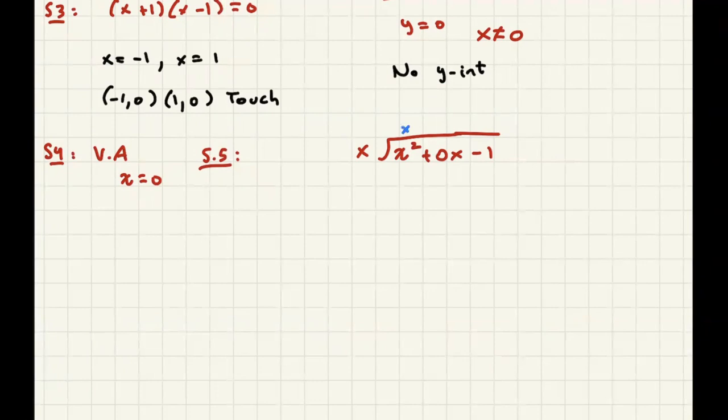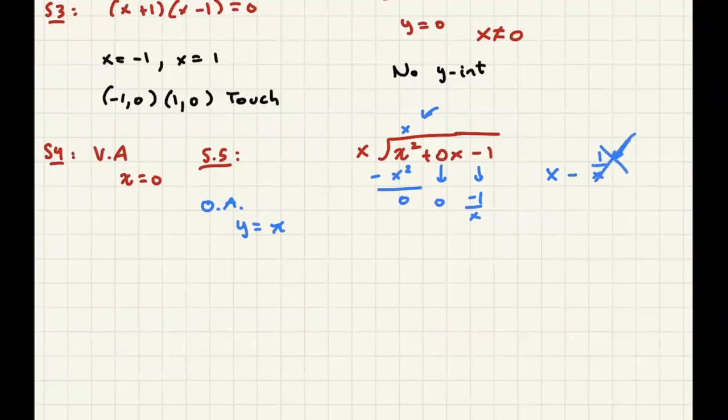So how do we get x squared? We multiply by x. You get x squared. Bring that down. That gives you 0. You bring down the 0, you bring down the -1. -1 over x. Our oblique asymptote is y equals x, because remember, you get x minus 1 over x. We don't care about this part. Okay, that's our oblique asymptote.